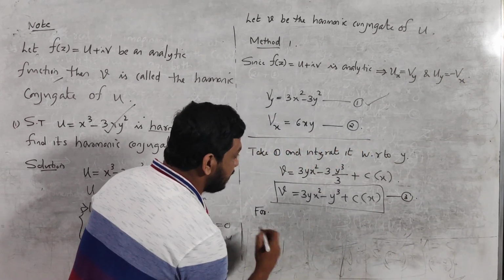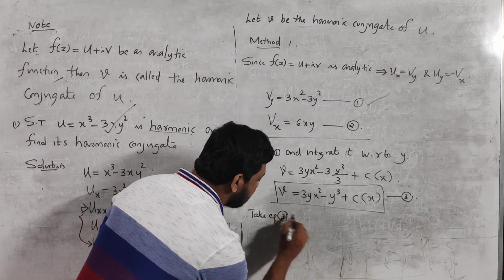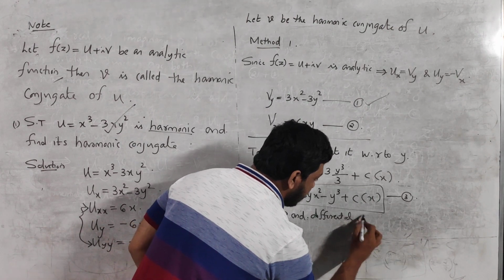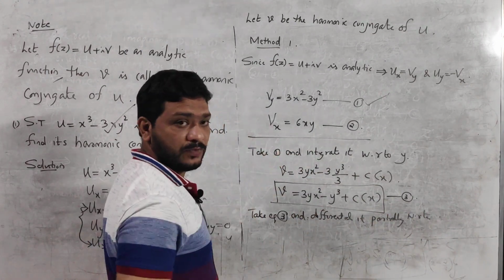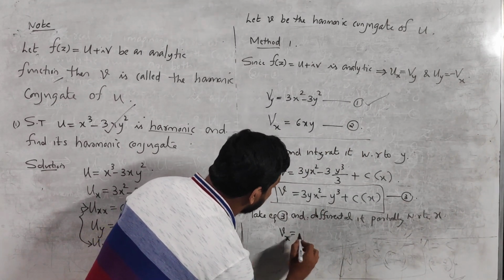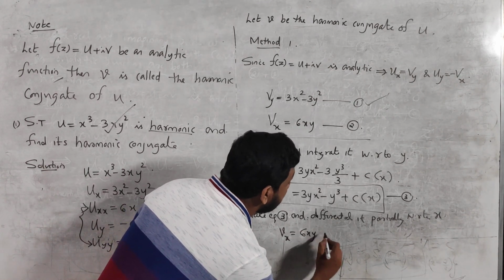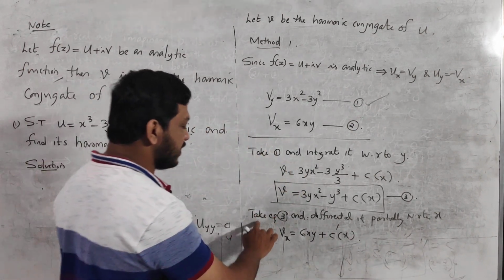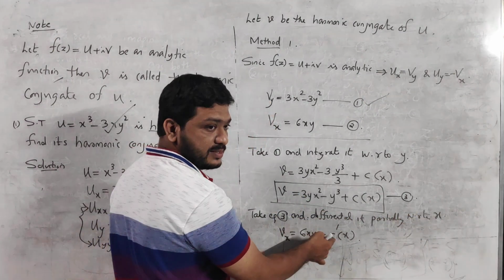For comparison, take equation number 3 and differentiate it partially with respect to x, for comparing that with the second one. So we get vx is 6xy plus c dash of x, correct? Take equation number 3 and differentiate it partially with respect to x. We get vx is 6xy plus c dash of x.